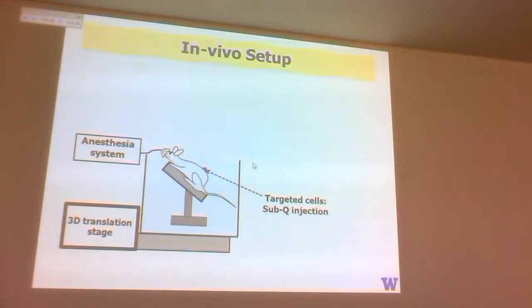Better coupling. Yeah, the coupling. It's the ultrasonic coupling. Right. So you have to have the coupling. So that's why we do this. It makes the coupling easy, but obviously you've got to make sure that the mouse breathes.